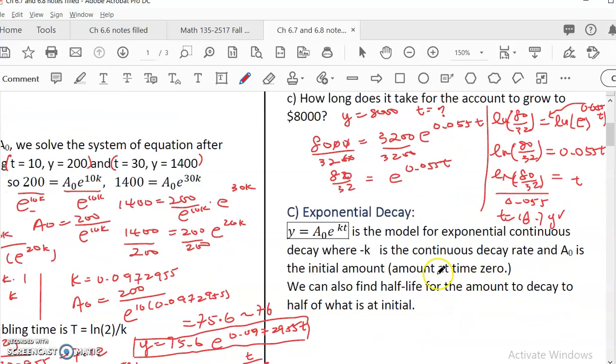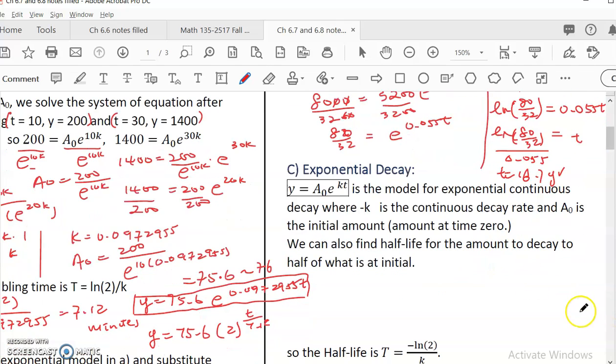The last part of chapter 6.7 is the exponential decay model. Exponential decay is similar to exponential growth. We can still write it as a0 e to the kt, but in this case, the k is negative. So the decay rate is the absolute value of this k itself, and a0 is the initial amount. Because it's decaying, it would be getting less and less.